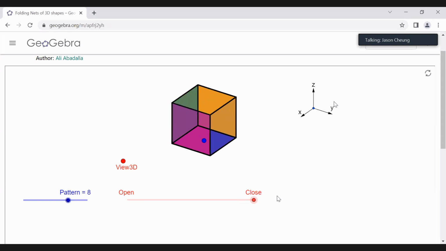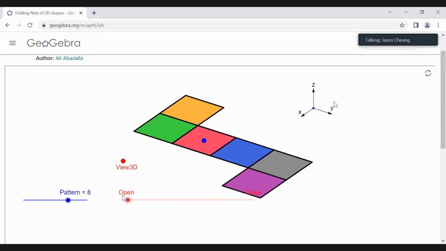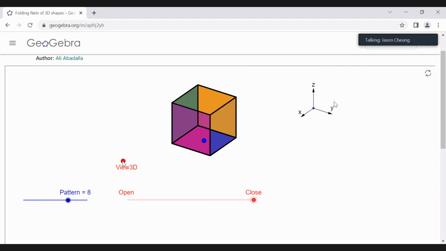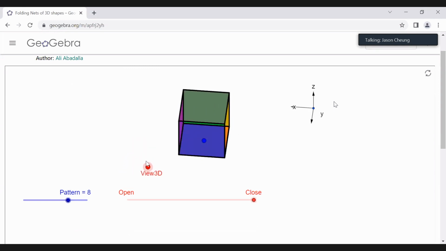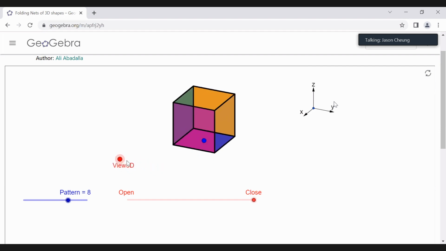All right. So here we can see that if we slide the bar, and then the net will go back to become a solid, right? Become a cube, and when we slide it to open, it will become a net. All right, so here, this is the first function. Second function, you can see my mouse here, right? If you try to move this red point, you can try to see different perspective, different angle. You can try to look at the cube here from different angles. All right, so the second one.